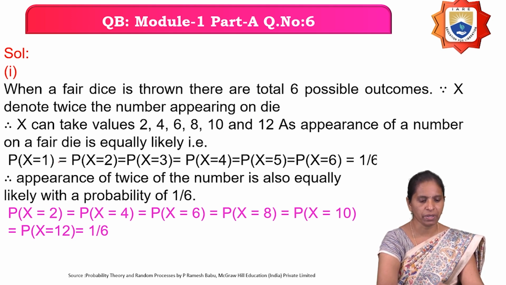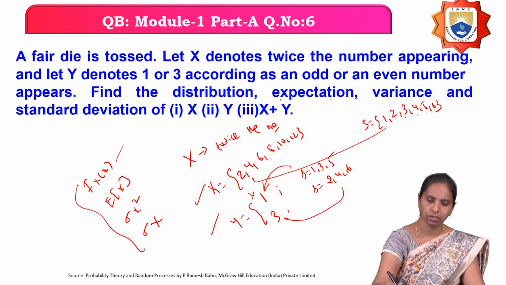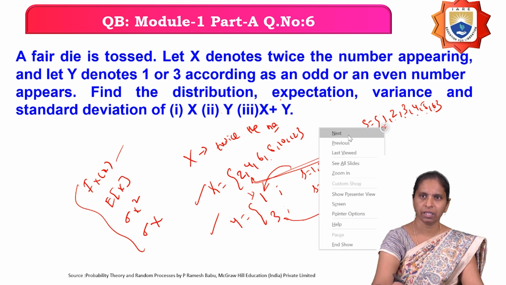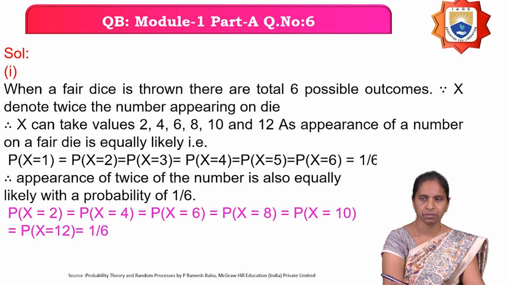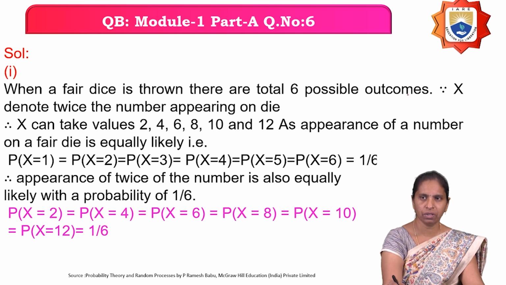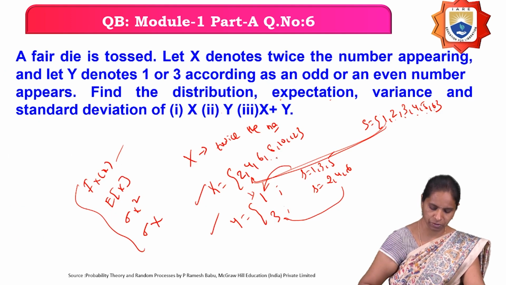Then what is P of X equals 2? Because 1 is mapped to 2, P of X equals 2 is 1 by 6, which is the probability of getting the number 1 on the die. Similarly, P of X equals 4 is 1 by 6. Therefore P of X equals 2, P of X equals 4, and so on, P of X equals 12, is 1 by 6, because they are uniquely mapped.